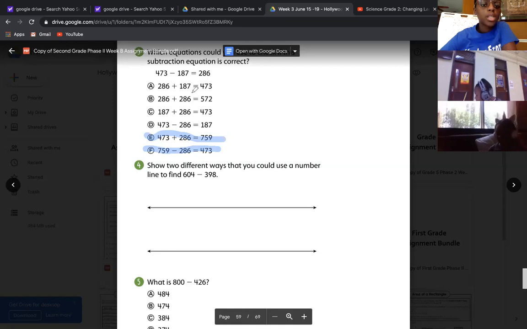We also see that the 473 and 187 is in there, so we can cross this one out too. So now we're left with the fact families, kind of how we talked about the other day. So let's bubble in A, bubble in C, and bubble in D.